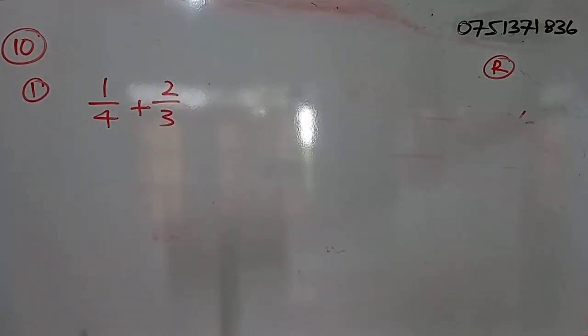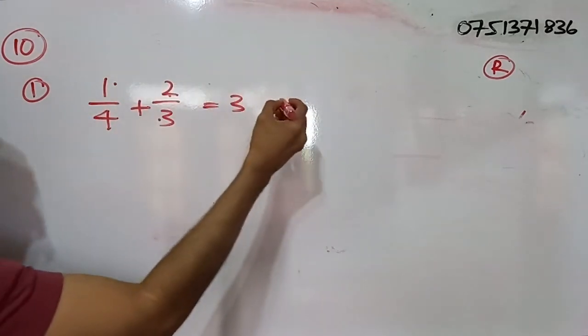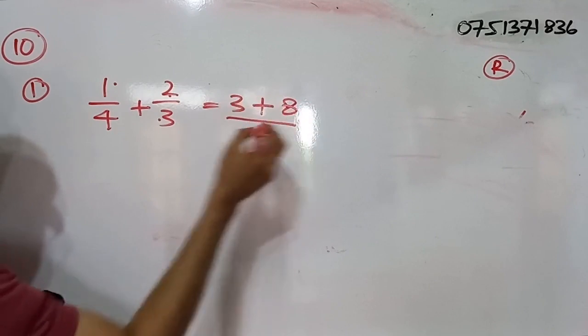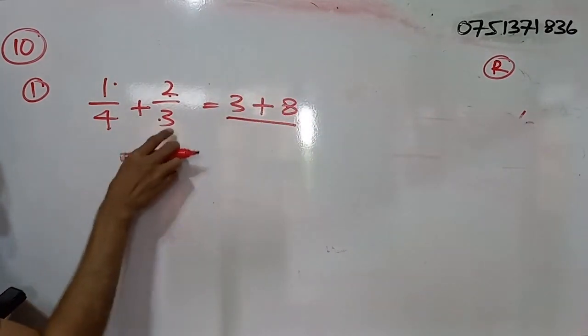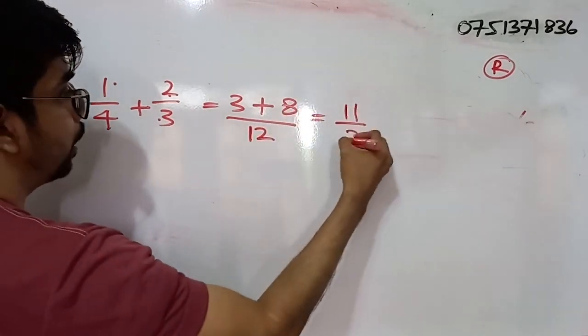So we can use a short method. 1 times 3, we get what? 3. 4 times 2, we get 8. Then we have to add them together. 3 plus 8. Then what will be the denominator? 4 times 3, that is 12. So we get what? 11 by 12.